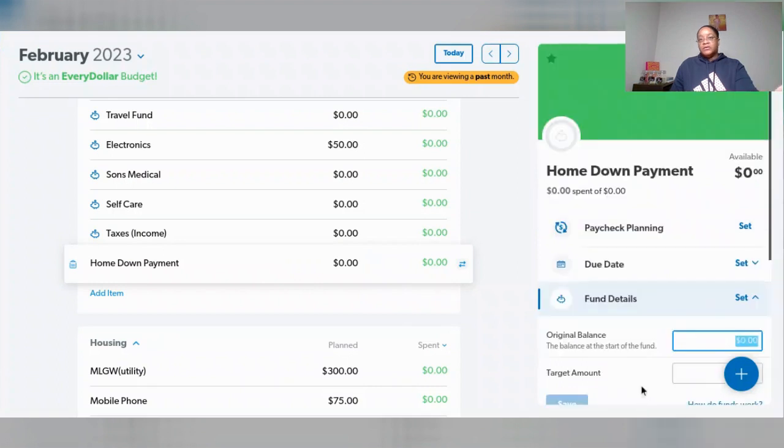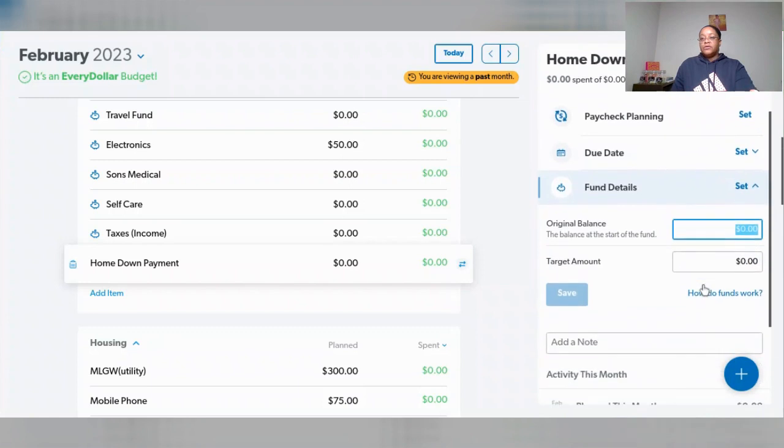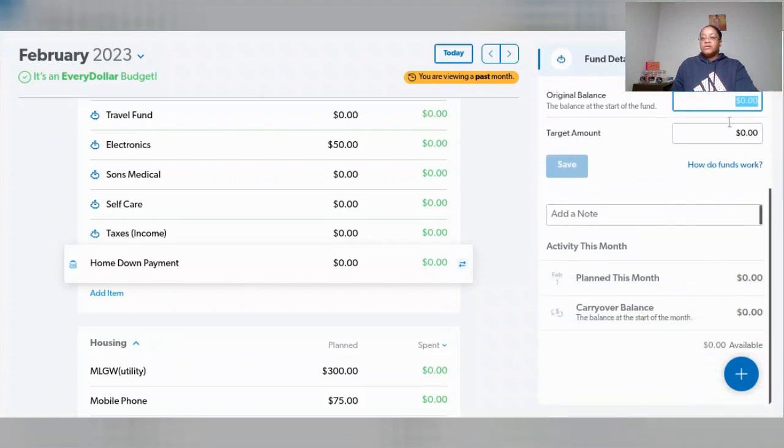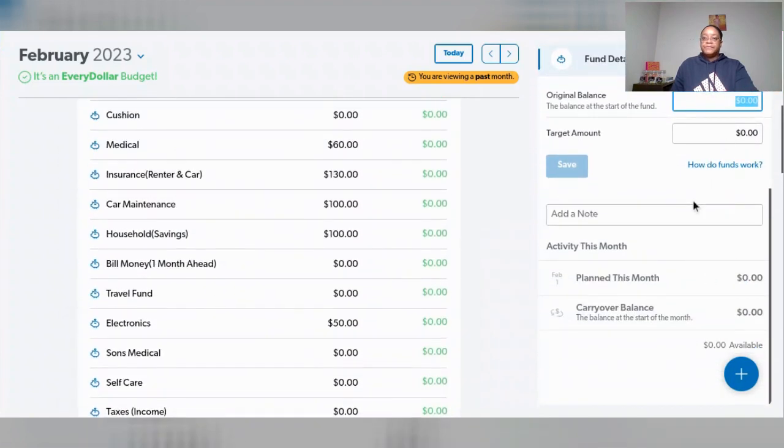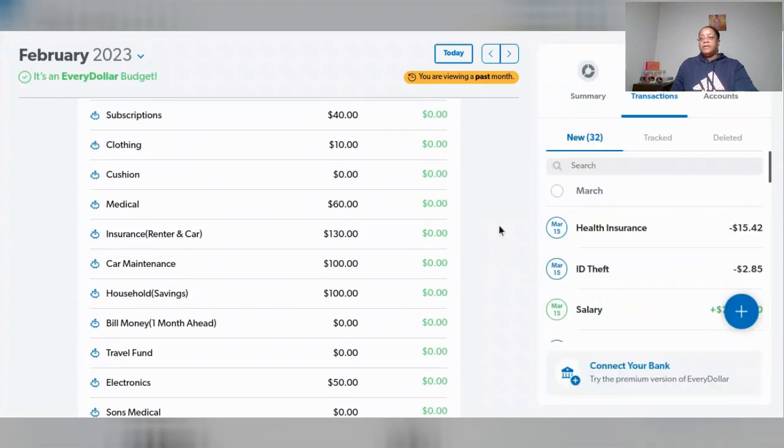And so I'm not going to add anything to it right now, because once my $5 challenge gets up to the 500, then I'll be taking that to the bank. So this one doesn't have an original balance or anything. So it's just going to be sitting at zero for right now. Now, let's jump into all these transactions that I got.